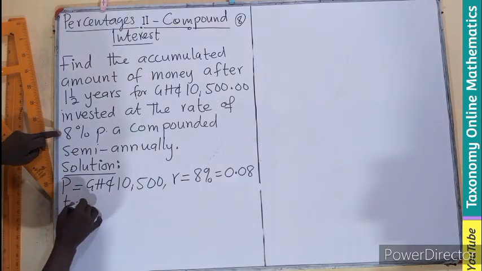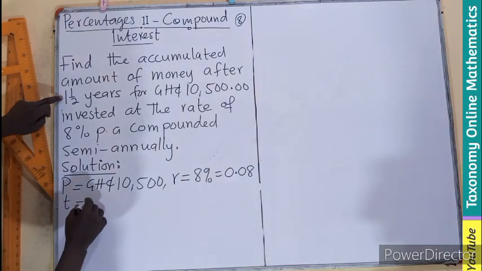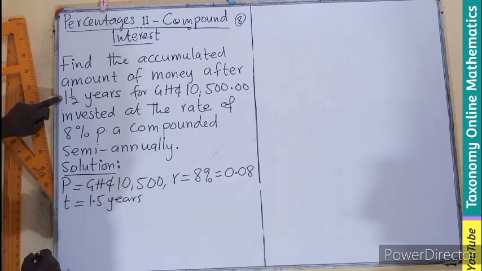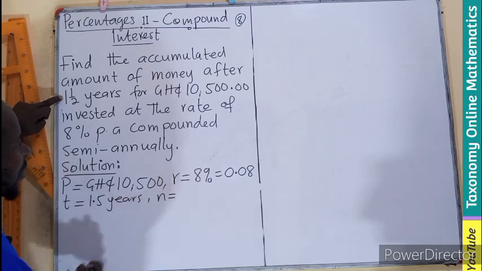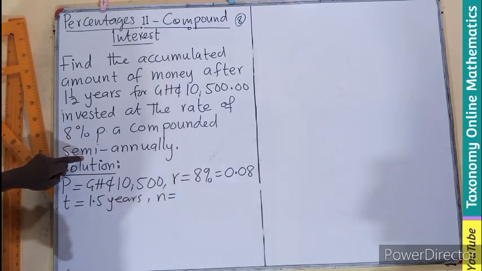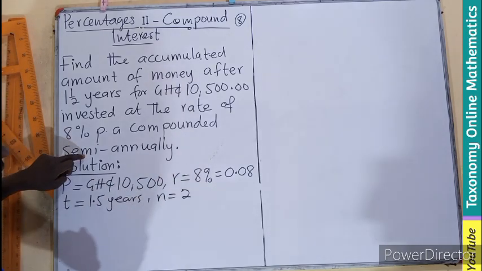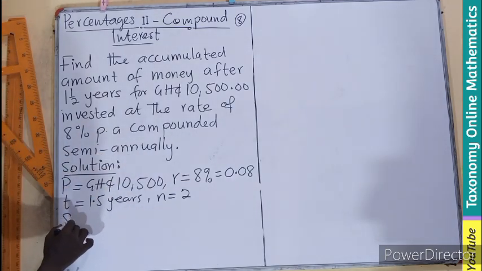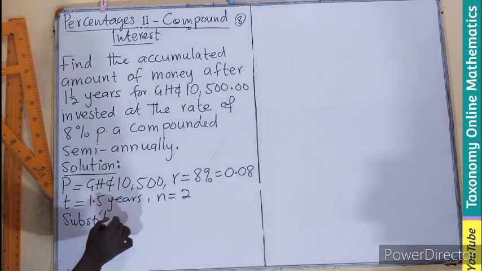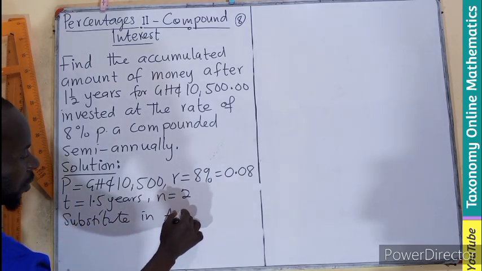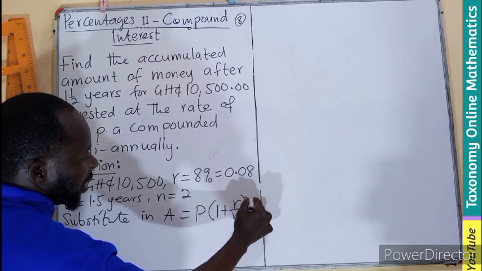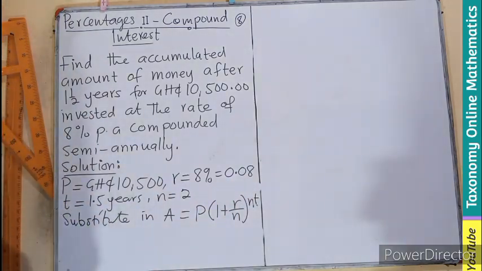We have been given the time. The time frame given to us is 1.5 years, right? That's 1.5. What again? The number of times the compound interest is taking place is 2. That's semi-annually, 2 times in a given year. So the amount we are going to substitute in the amount equals to principal times 1 plus rate on n, to the power n times t. This is the formula we got from the episode number 7.